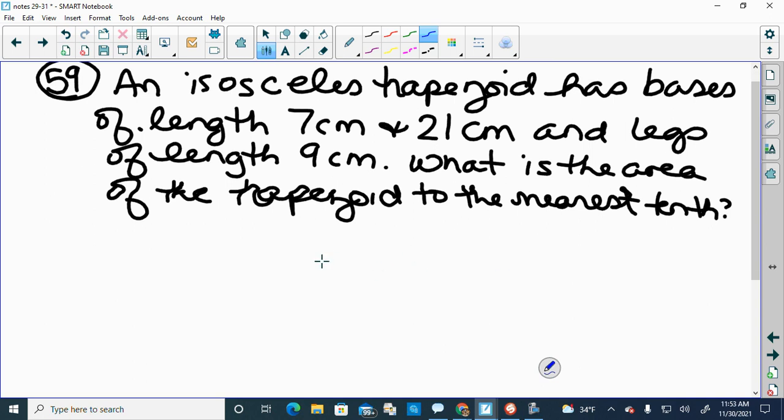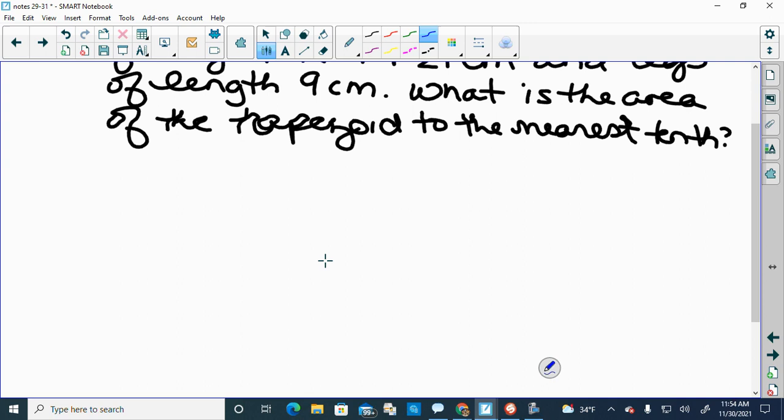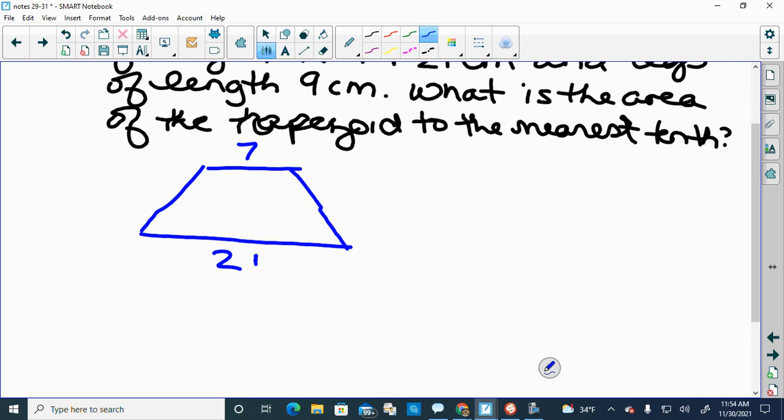So I'm going to draw what that would look like. A trapezoid has one set of opposite sides being parallel. So 7 up here, 21 here. When it says the side lengths, that's these guys over here. And when it says isosceles, it just means that these two sides are the same. So when it has 9 here, that means this one is 9 over here as well.